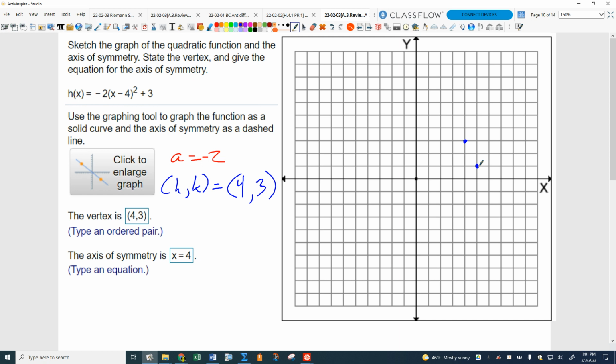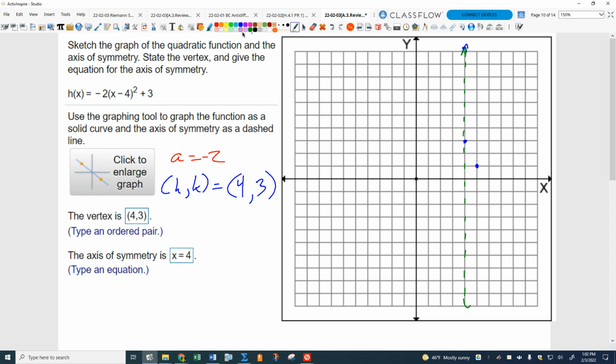What's the axis of symmetry? If I want to graph the axis of symmetry, what's that look like? Peyton, describe the line for me. Straight up and down through 4. Okay, so it's going to be this guy. Oh, come on. There we go. Right, there's my vertical axis of symmetry.